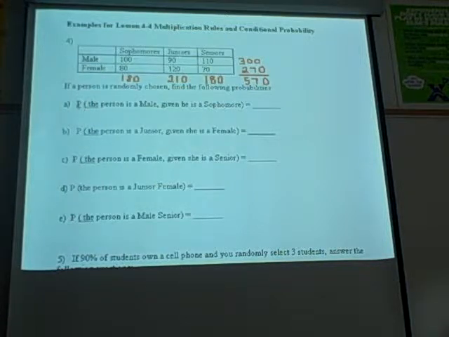The probability that the person is male, given that he is a sophomore. That means only consider the sophomores. Only look at this number, total sophomores. Ignore the rest of the data. So if we're only looking at the sophomores, 180 is going to be our denominator on this answer.